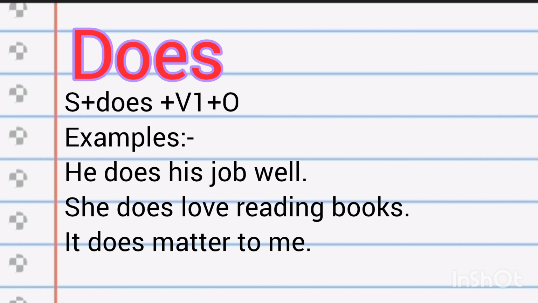She does love reading books. It does matter to me.